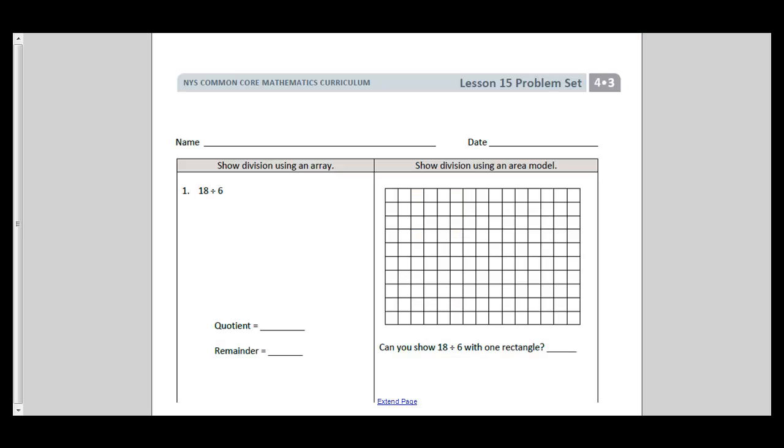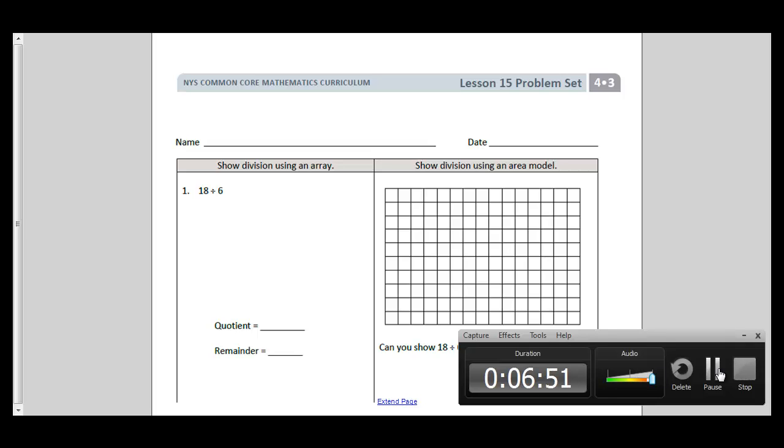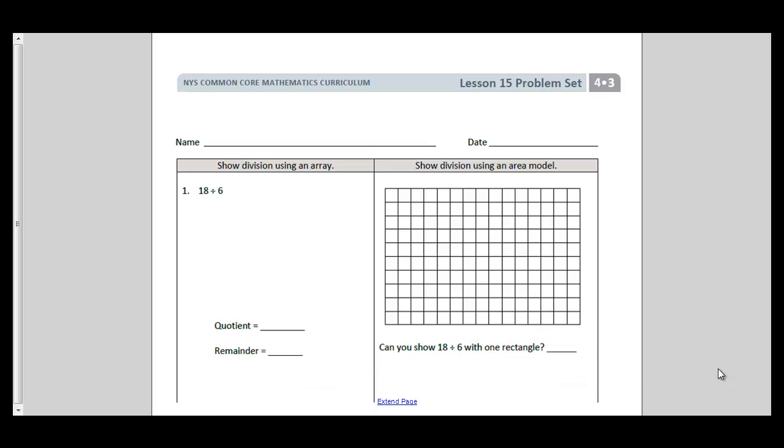And now we're going to take a look at our problem set. Why don't you go ahead and write your name on it? Okay, so we have 18 divided by 6, and we're going to show division using an array, and then we're also going to show division using an area model.